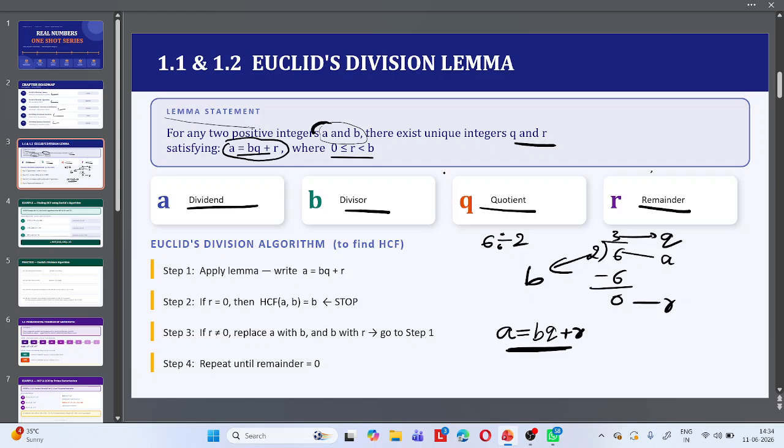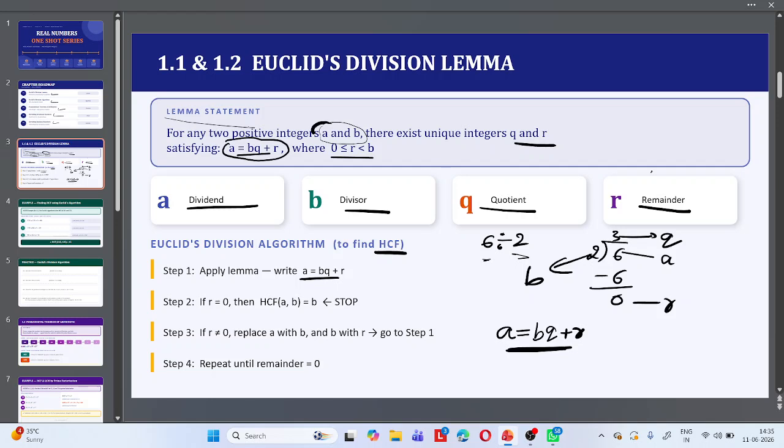Here we generally use this lemma to find the HCF of any two given integers. The steps to find the HCF of any two integers are: first we need to apply this lemma, that is the general formula a equal to bq plus r. Keep in mind that always choose a as the bigger number of the given two integers. Here the given two integers are 6 and 2. Here we have taken 6 as a, the bigger number as a and the smaller number as b. That is the main point to know.